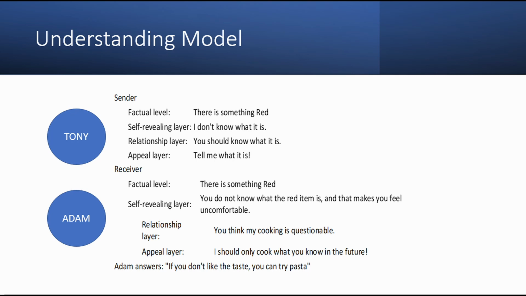Appeal layer. I should only cook what you know in the future, right? So this is something Adam can think of, that he should only cook something which Tony knows about. Maybe he doesn't know about the Italian soup, right? So you can either have some red chilies or maybe peppers there in the soup which Tony doesn't know about, right? So when Tony asked this question, the answer from Adam is, if you don't like the taste, you can try pasta, right?